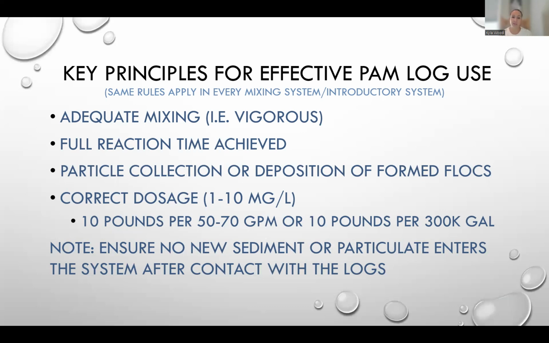The other thing is the correct dosage. If we have a 500 gallon per minute channel and we put one flock log in that channel, we're not going to be up to dosage. So what we aim for is around 1 to 10 milligrams per liter. In an actual useful application rate, that looks like about one flock log, which is about 8 pounds, per 50 to 70 gallons per minute. In a flow through system, or if you're recirculating, we're going to use about 10 pounds per 300,000 gallons of water.